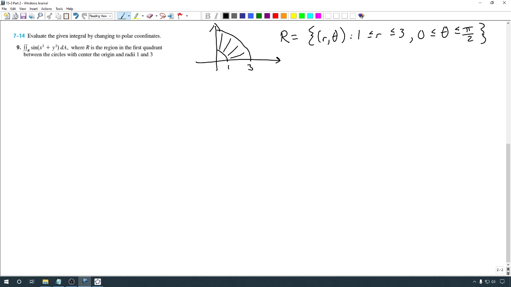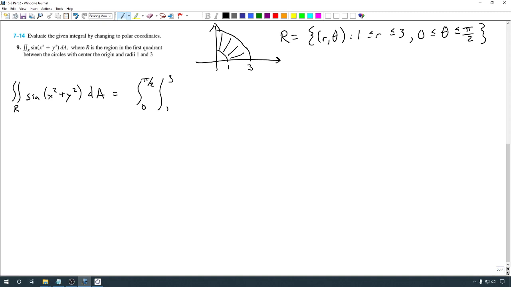This, again, is a polar rectangle. That's going to make the whole thing not too bad to do. Not that it gets super complicated to do other ones. But remember how we set this up. We start off, we look at our theta values. So theta is going from 0 to pi over 2. So 0 to pi over 2 is our first integral. Our second one, r, is going from 1 to 3.